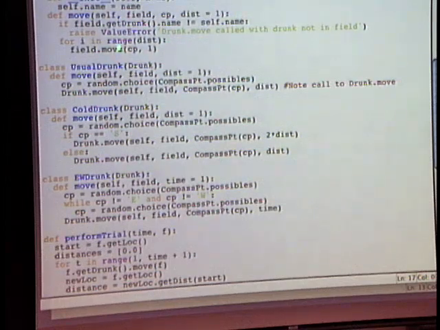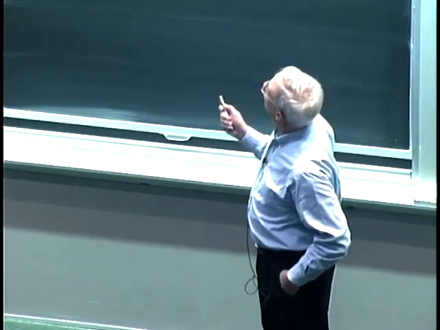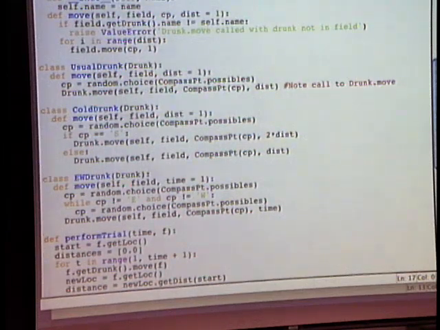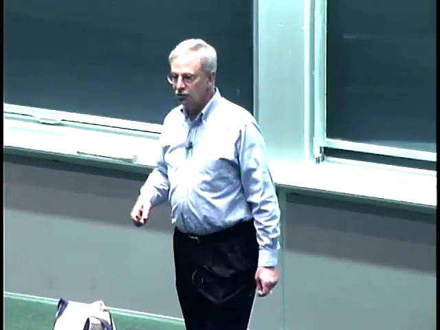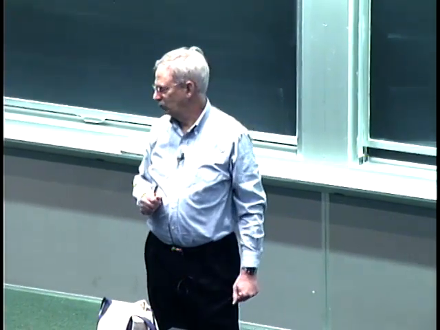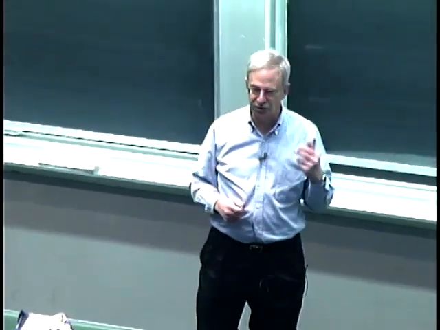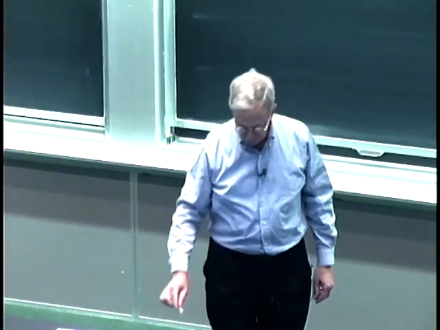Notice here, when I've made the call, drunk.move. So usually you're expecting me to write something like d.move, the object. Here, instead, I'm specifying which class to get the move from. So this is saying, don't call my local move, call the move from the superclass. There are a number of other syntaxes I could have used to accomplish the same thing. I use this because it seemed the most straightforward.